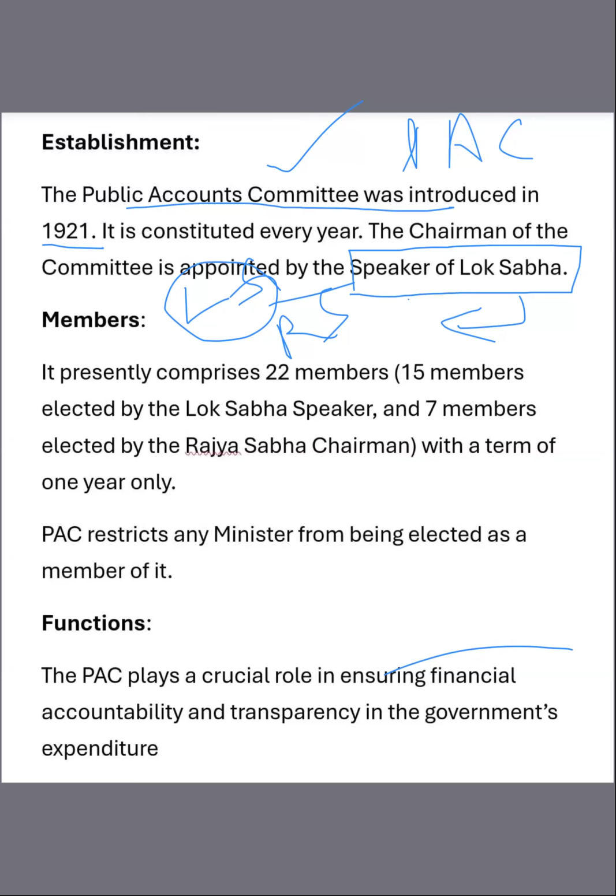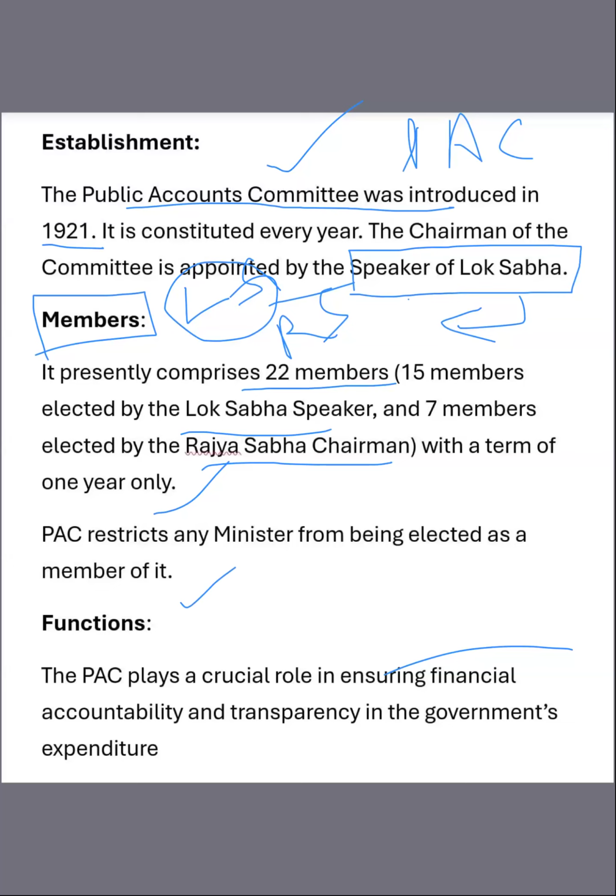And regarding members, the Public Accounts Committee comprises 22 members. 15 members are elected by the Lok Sabha Speaker and 7 members are elected by the Rajya Sabha Chairman. And they are appointed only for a period of 1 year. सिर्फ एक साल के लिए अपॉइंट किए जाते हैं. Another good thing about PAC is that it restricts any minister from being elected as a member of it, meaning that any minister, who is a minister? A member of the ruling party, right? Who has been given charge of any department in the government. So that particular member of parliament who is a minister cannot be part of the Public Accounts Committee.